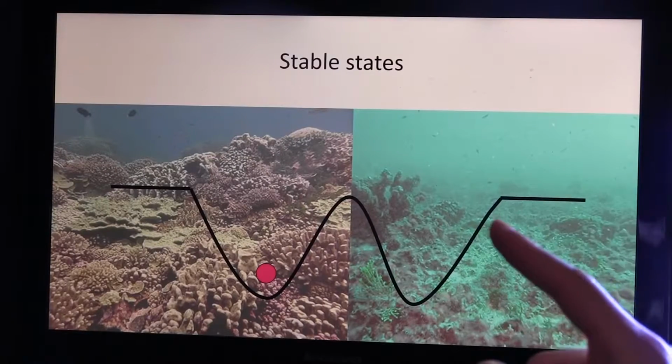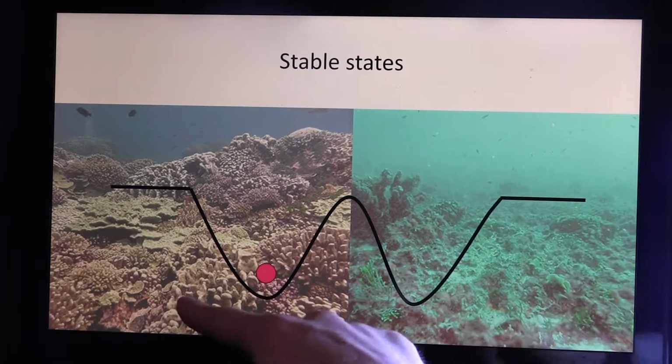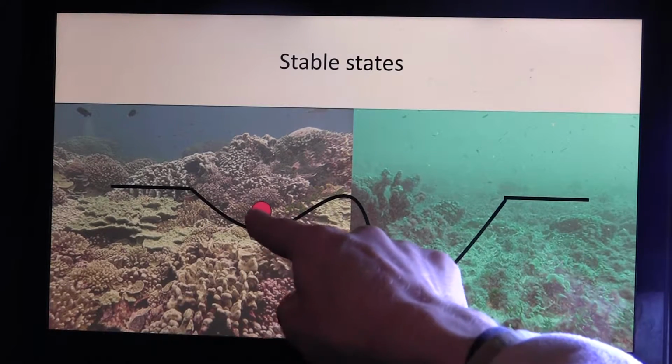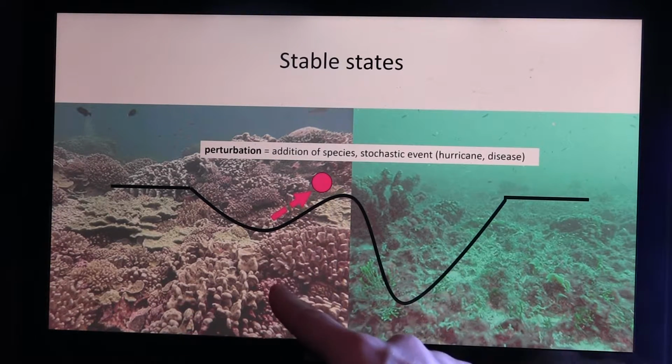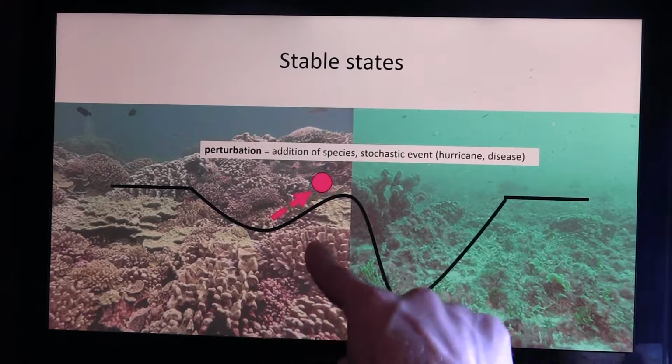However, although it was still a coral dominated reef, the resilience of that entire reef ecosystem was massively decreased by the loss of the fish. Which is to say that the basin of attraction of the reef went from looking like this to looking like this. The thing is, it's much easier to shift ecosystems into alternate states when they have lower resilience.